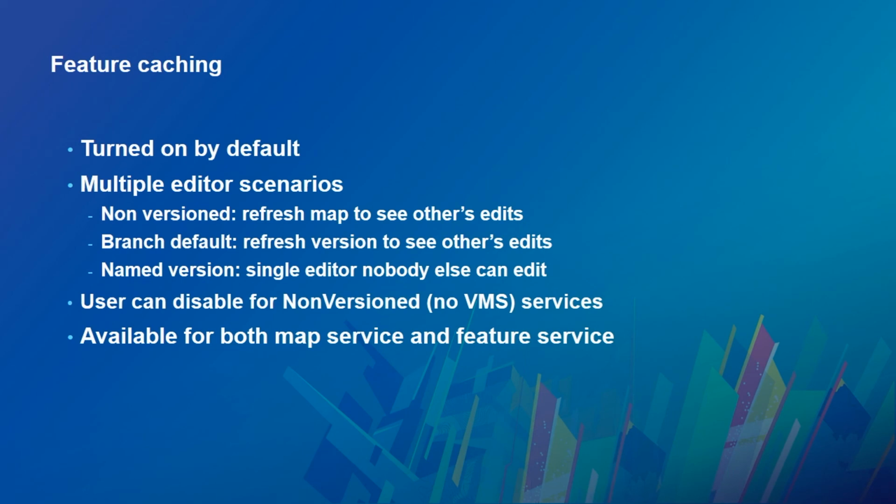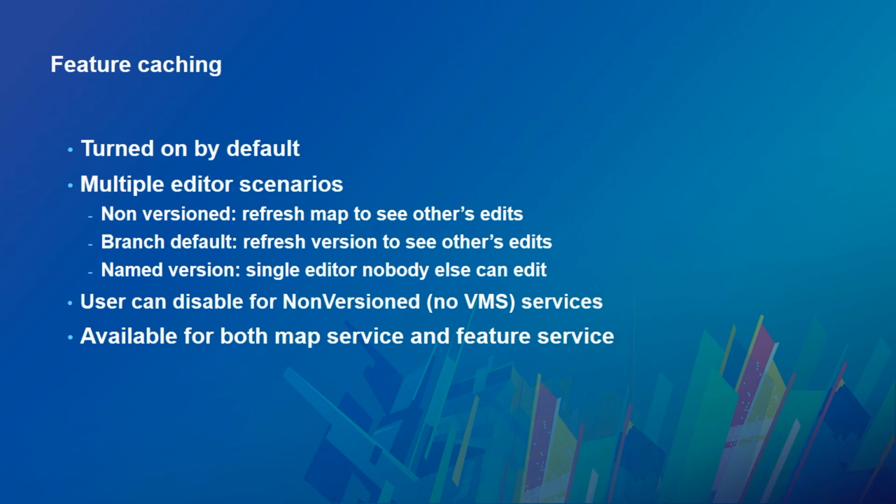Feature caching, I mentioned this earlier. This is something that's turned on by default in Pro. It's really only going to come into play when you have multiple editor scenarios where the same data is being edited in the same area at the same time. In this case, our local feature cache may not show other users' edits on the back end. So for non-versioned data, you can just refresh the map and that will show the other user's data. If you're editing branch default, you can refresh the version. It will go to the server, check to see if any edits have been made, and if so, it will refresh your local copy.